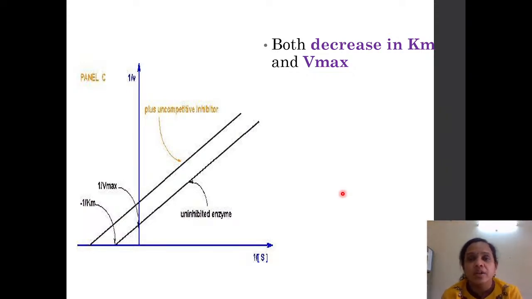And the Vmax is also decreased because no matter how much substrate you add, the inhibitor is binding to the enzyme substrate complex. No matter how much substrate or free enzyme you add, it does not reach the maximum velocity, because the enzyme substrate complex is not getting dissociated into enzyme and product. It is becoming an enzyme substrate inhibitor complex. So that is the reason in uncompetitive inhibition there is a decrease in both Km and Vmax.